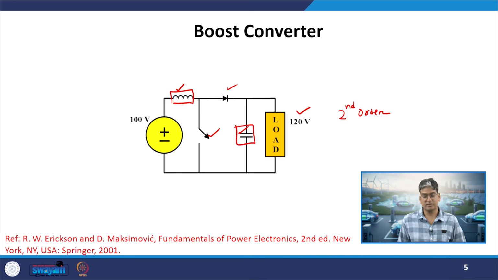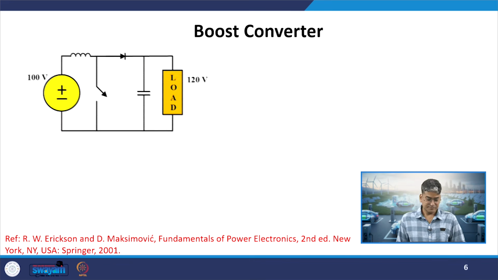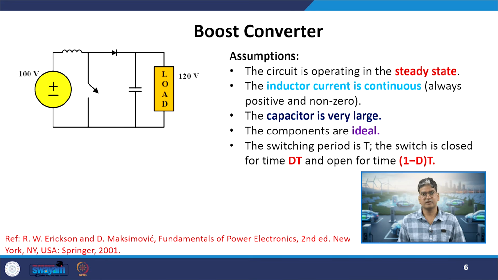Now what is the operation of this circuit when my switch is closed? We will see that. Before that, the assumptions. Again we are assuming that it is operated in steady state. We have seen what is the meaning of steady state. The inductor current will start every cycle from the same point, and the average inductor voltage will be 0, or when I see it in terms of the capacitor, the average current through the capacitor will be 0, or the voltage will be starting from the same point at the start of every cycle. Inductor current is continuous.